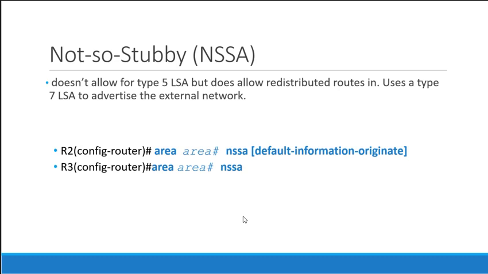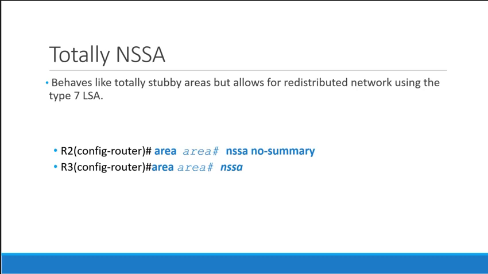Our not so stubby area doesn't allow Type 5 LSAs, but does allow redistributed routes in using a Type 7 LSA to advertise the external network. It doesn't automatically inject a default route. If you wanted to inject a default route, you need to use the keywords default information originate on the area border router. So we would have area, the area number, and NSSA, and then on the internal routers, area number, NSSA. If you wanted it to inject a default route, then our area border router would have the command area, area number, NSSA, and then default information originate at the end of that.